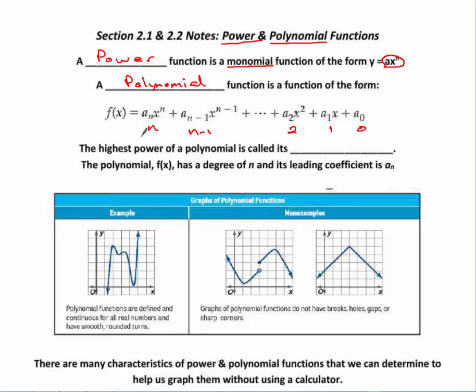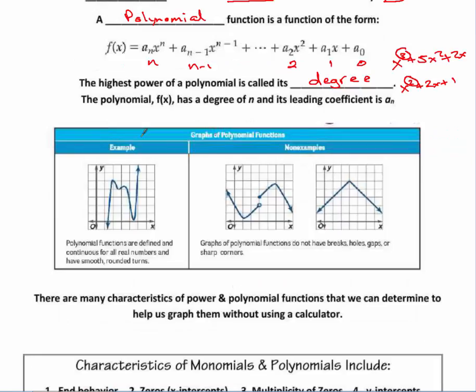The highest power of a polynomial is called its degree. So if you see something like x cubed plus 5x squared plus 2x, well, this is the highest power, so the degree is 3. If you see one that's x squared plus 2x plus 1, well, that's degree 2. It's the highest power.